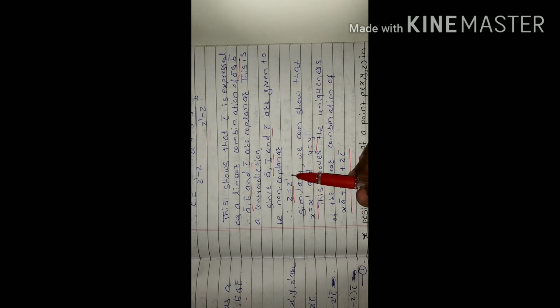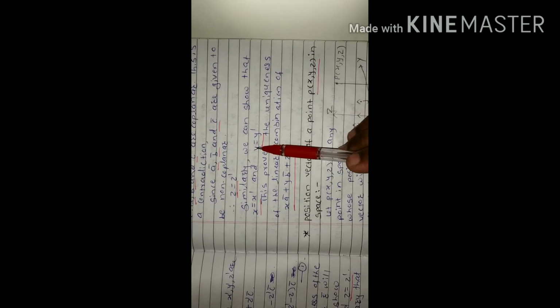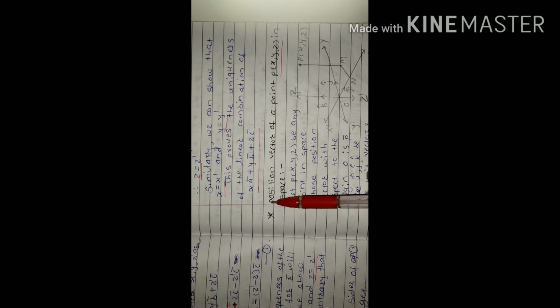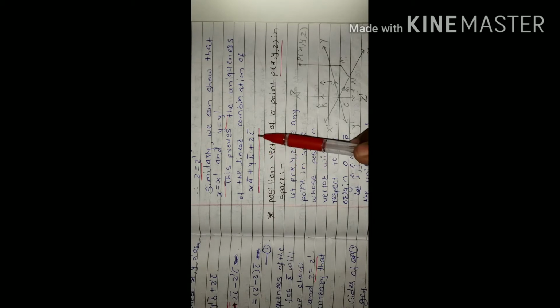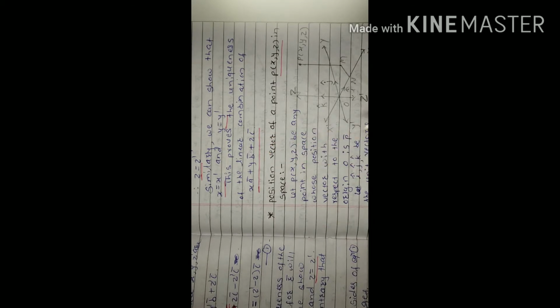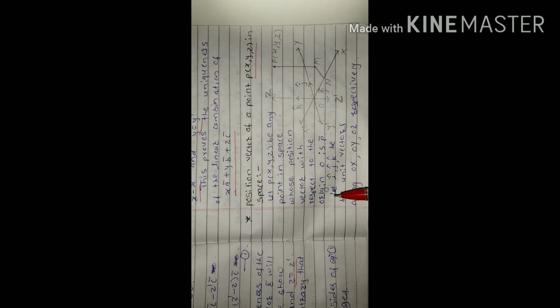Therefore z is equal to z dash. Similarly we can show that x is equal to x dash and y is equal to y dash. This proves the uniqueness of the linear combination x a bar plus y b bar plus z c bar, that is linearly equivalent to x dash a bar plus y dash b bar plus z dash c bar.